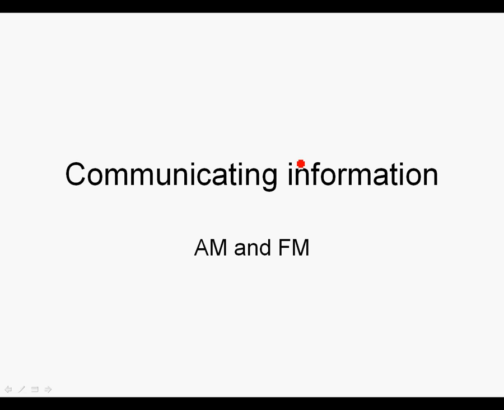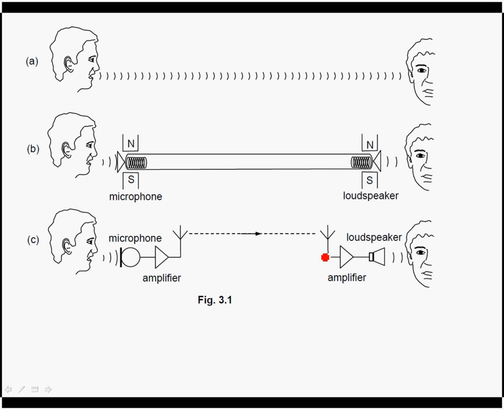Okay, I'll try to discuss something with you on communicating information, which is your last topic in your application. The first part of the chapter involves AM and FM, which represents amplitude modulation and frequency modulation. Now, for the first part, let's check and see how you can transmit information.